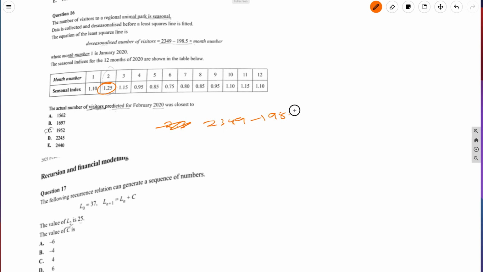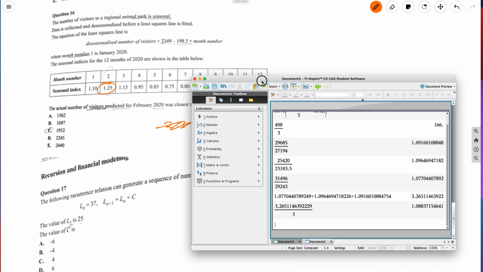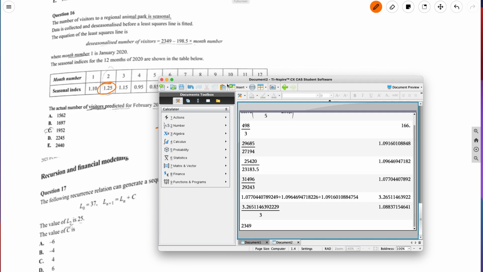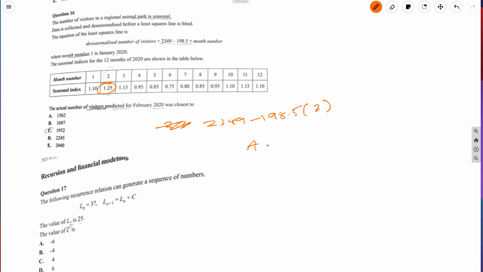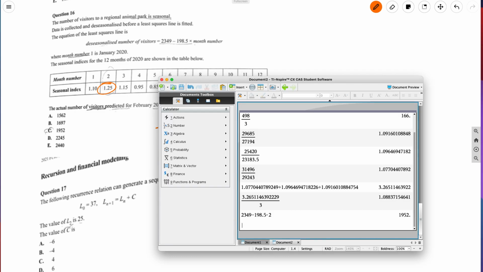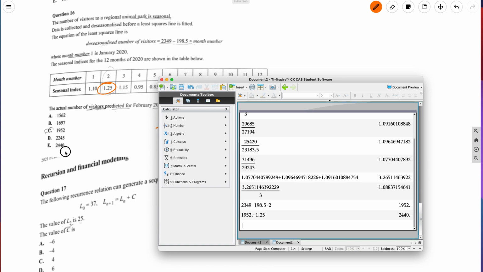2,349 minus 198.5 times 2 for February. And we'll definitely do that on the CAS. So 2349, take away 198.5 times 2, that's the predicted. And then normally when you get the deseasonalized, you divide by the seasonal index. So here we're going to multiply it back up, because if actual divided by the seasonal index is equal to the deseasonalized, then we can just multiply the seasonal index over to go back to the original, because that's what we actually want. And we do that, we multiply that by 1.25, we get 2,440.